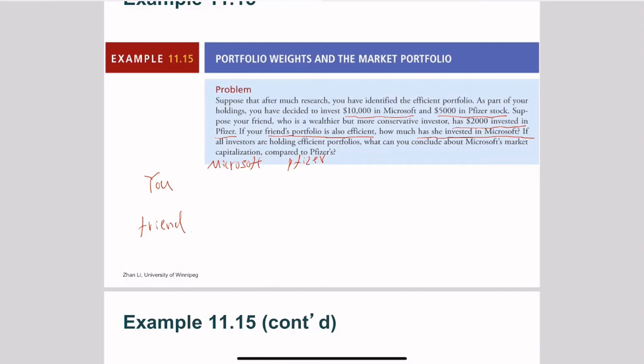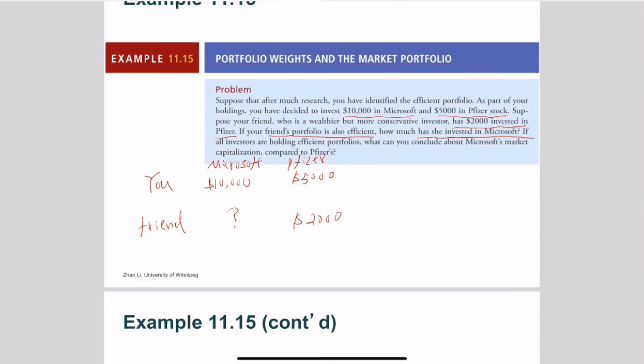So you would invest $10,000 in Microsoft and $5,000 in Pfizer. Your friend invests $2,000 in Pfizer. Now the question is, what is the amount she has invested in Microsoft? Now, how do you solve this? Well, we know that under the assumption of CAPM, every investor should hold the same efficient portfolio, right? So that's the basis to solve this problem.